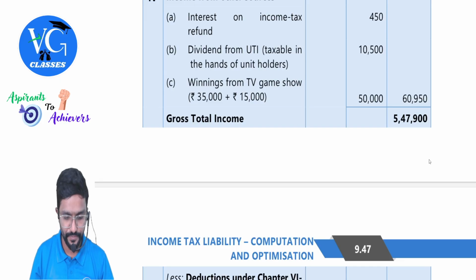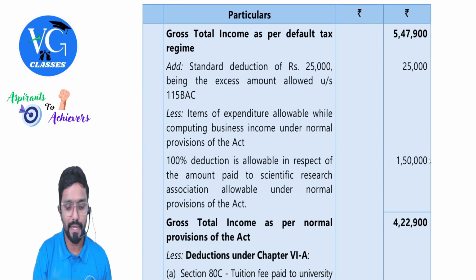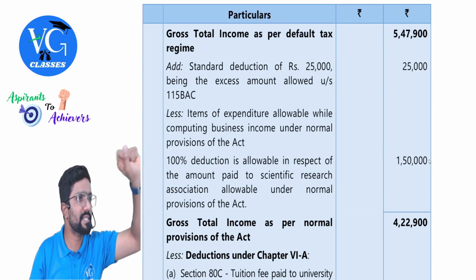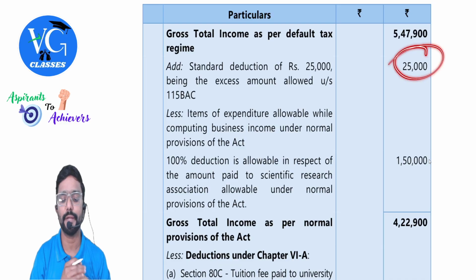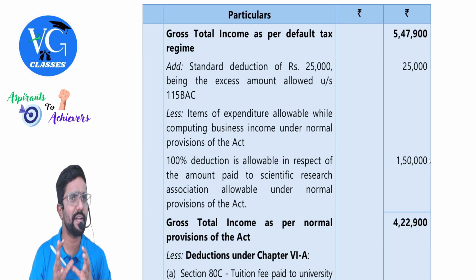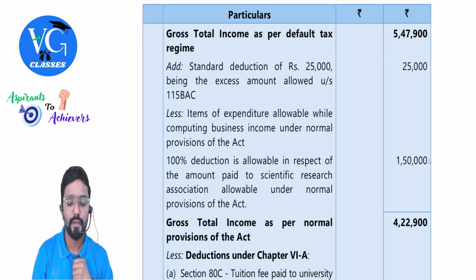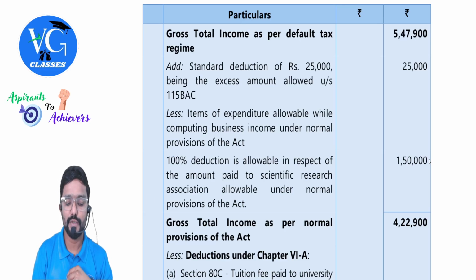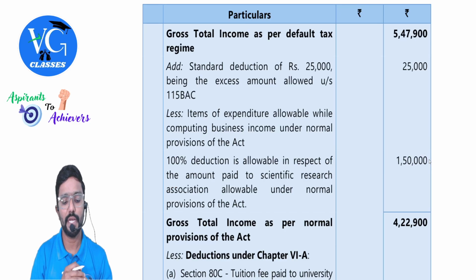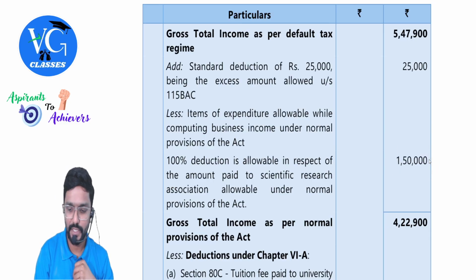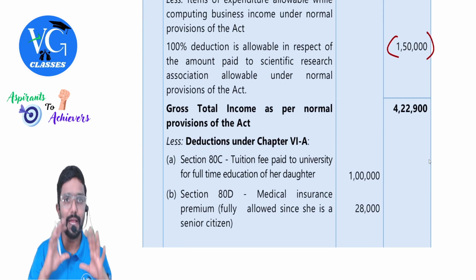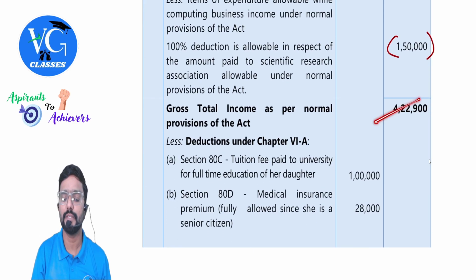Yes. So standard deduction 75 was already claimed, but under optional scheme it is only 50. So extra 25 is claimed. So we are adding it. Hope you understood. How did we get 25? 75 minus 50. Okay. Yes. Then this 100% deduction for contribution to approved research association is allowed. So deduct it. 150. Deduct it. Okay, sir.